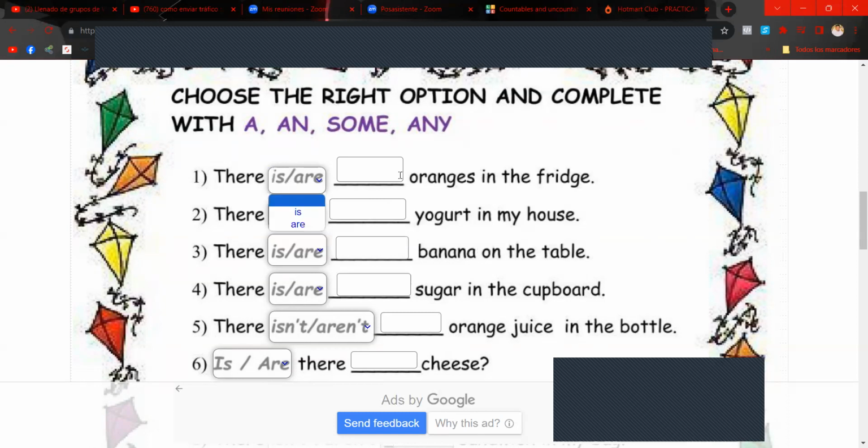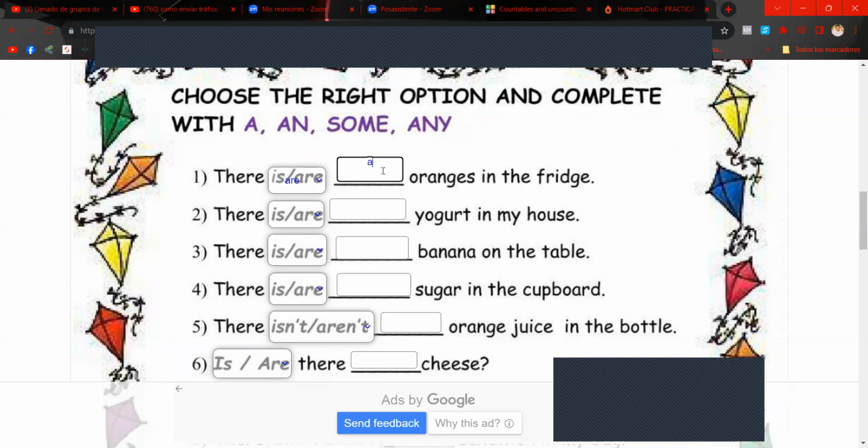There are. Sin duda, there are, exacto, sin duda. Y acá, no sé, ¿qué pongo? A, cuando solo, any. Pero dice orange, there are oranges in the fridge.